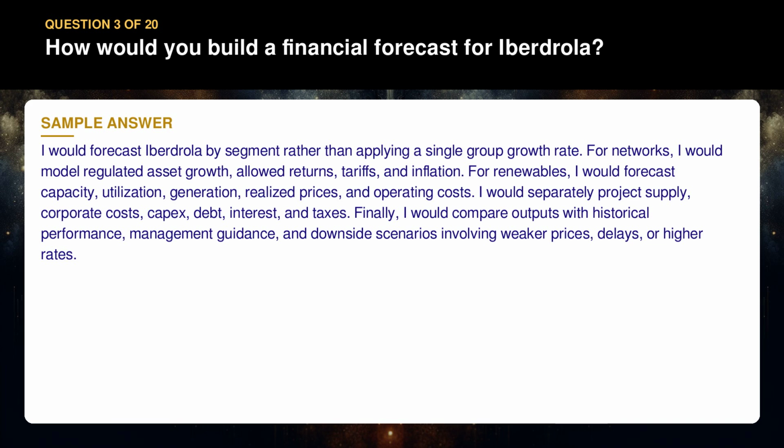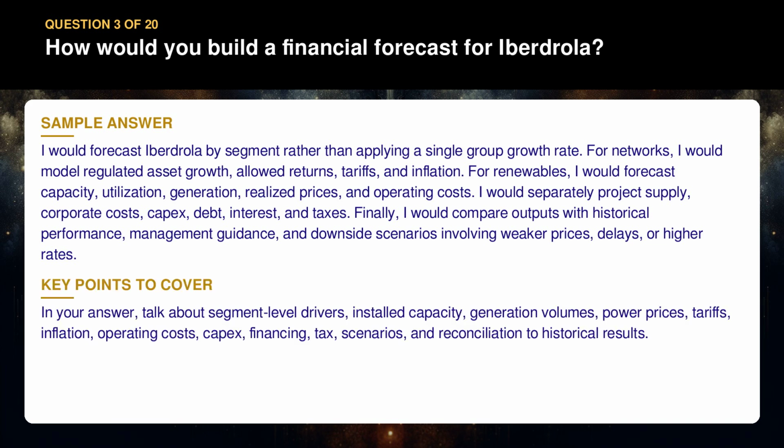I would separately project supply, corporate costs, capex, debt, interest, and taxes. Finally, I would compare outputs with historical performance, management guidance, and downside scenarios involving weaker prices, delays, or higher rates. In your answer, talk about segment-level drivers, installed capacity, generation volumes, power prices, tariffs, inflation, operating costs, capex, financing, tax, scenarios, and reconciliation to historical results.